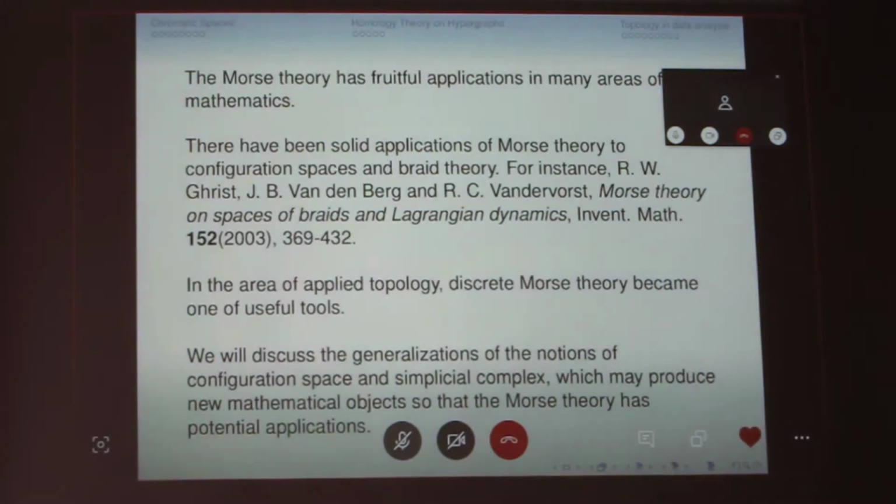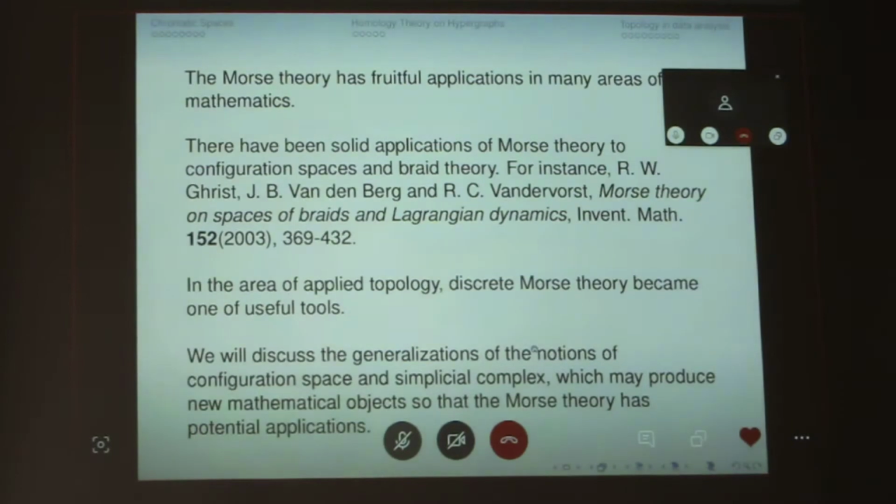So we are considering the mathematics, and I would say we try to see one topic related to configuration space. We get some extensions of the notion of configuration space to the so-called chromatic space. There's a lot of important work done on solid applications of Morse theory to configuration space. And of course here we just talk about the notion of the chromatic space, and hope there will be some application of Morse theory as well.